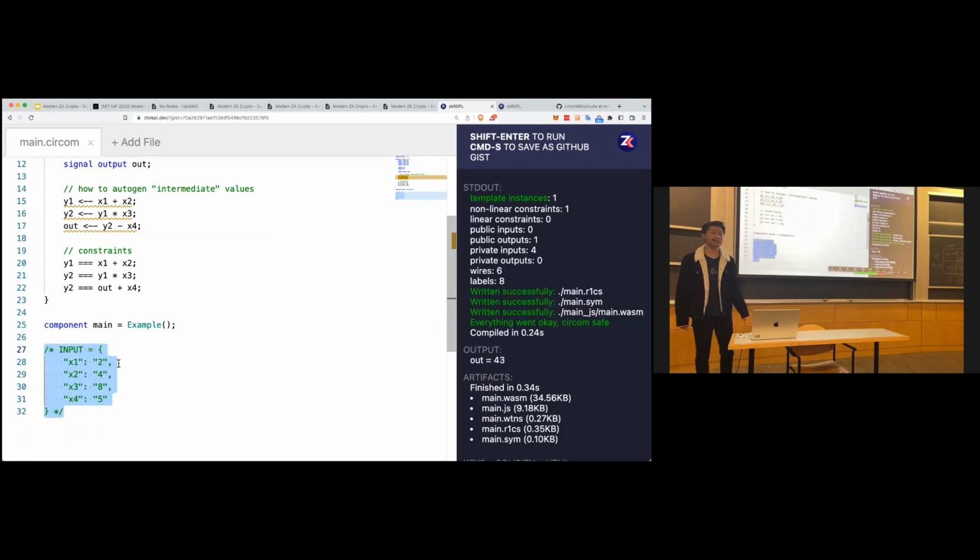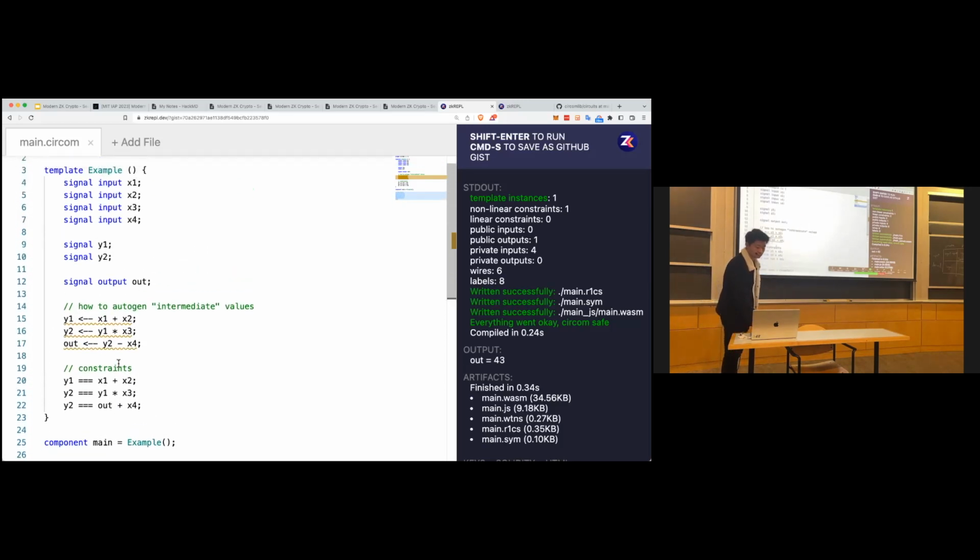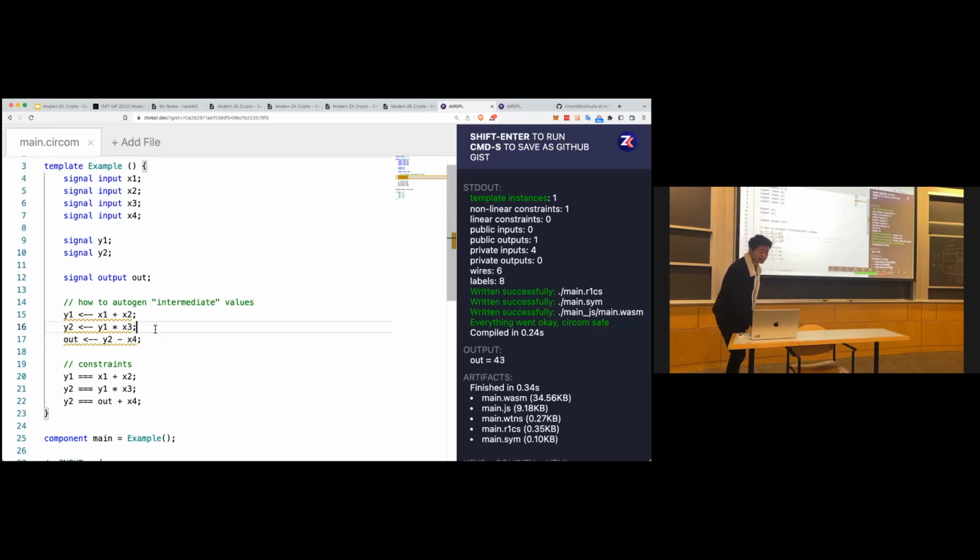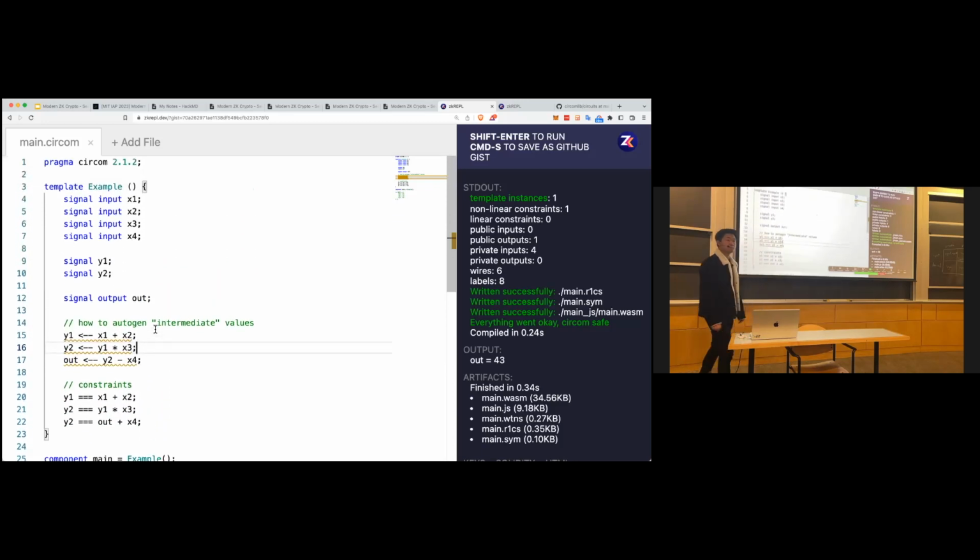Emily. Yeah, so I have a question about auto-generating the intermediate values. This assumes that you would know the valid input, because if you were to input into the SNARK something that does not satisfy the equations, but then we use this to auto-generate the intermediate values, would that imply you're already pre-solving the SNARK, if that makes sense?